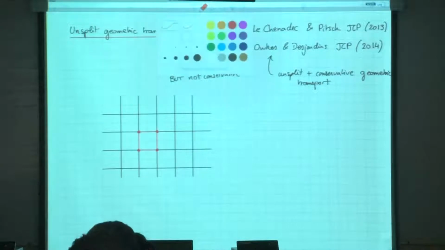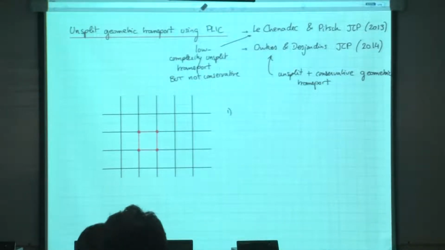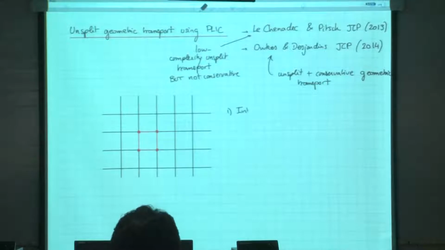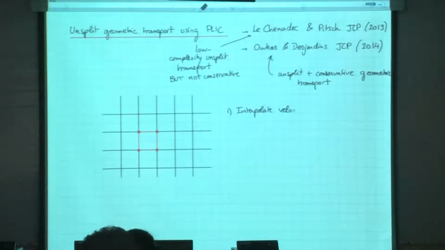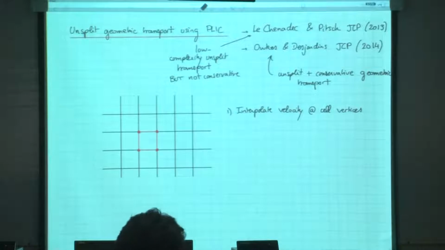So we're going to, step one, interpolate velocity at cell vertices. So now we're going to have a velocity that could look like, say, this.